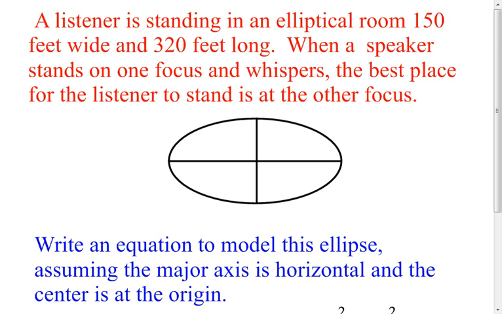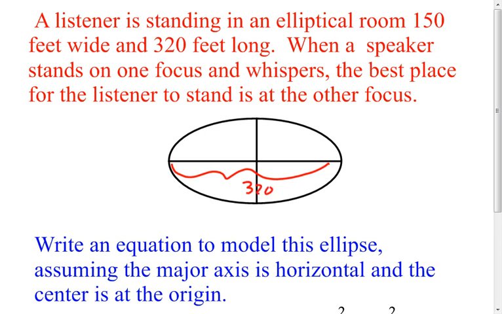You have a listener standing in an elliptical room that is 150 feet wide and 320 feet long. The speaker stands on one focus and whispers. It's telling you the best place for the listener to stand is at the other focus. So you are going to write an equation that models this ellipse, assuming that the major axis is horizontal. And again, the major axis is always the longer axis on an ellipse. So the longer axis in this case is 320 feet. So this distance from here to here is 320 feet.